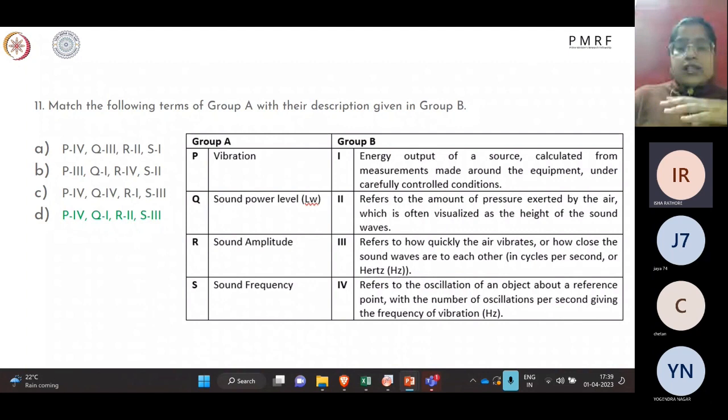And then sound amplitude is the amount of pressure which is exerted by the air, which is often visualized as the height of the sound wave curve. And sound frequency is how the air vibrates, or how close the sound waves are to each other, and it is measured in cycles per second or hertz. So D was the correct answer.